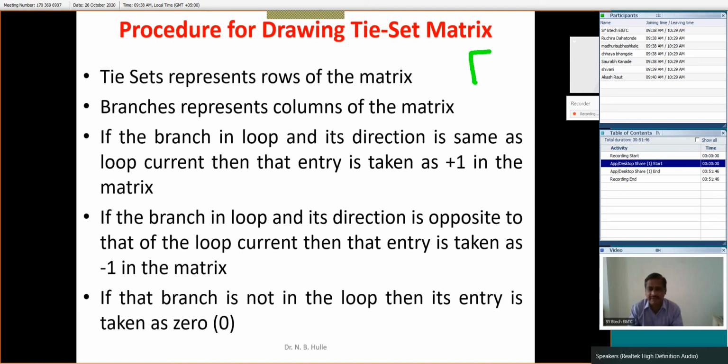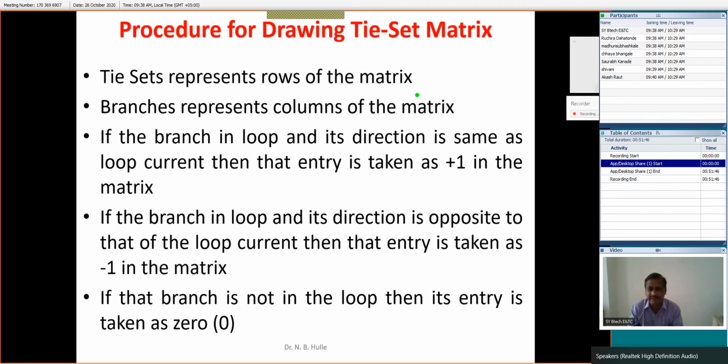If it is a matrix, what are the rows of the matrix? This is tie set number 1. I will call it T1, tie set number 2, which is nothing but T2, tie set number 3, that is nothing but T3. These are the rows of the matrix. How is the case in the reduced incidence matrix? The nodes are the rows of the matrix. But here in this case, the tie sets are the rows of the matrix. Tie sets are the rows of the matrix.